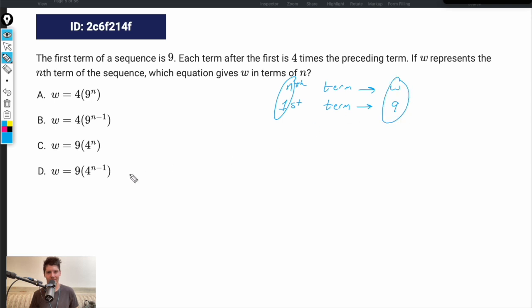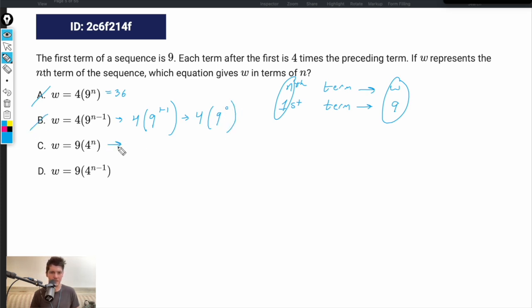Right? That will get rid of a bunch of answers, because when N is 1, A is 4 times 9, or 36. No, W is 9 when N is 1. This one will work. Well, I spoke too soon. 9 times 1 minus 1. Well, 1 minus 1 is 0. That means this is 4 times 9 to the 0. That's equal to 4. We want it to be equal to 9.